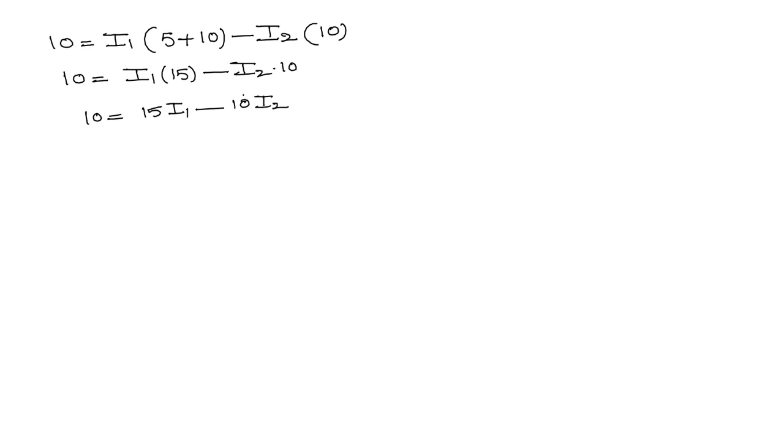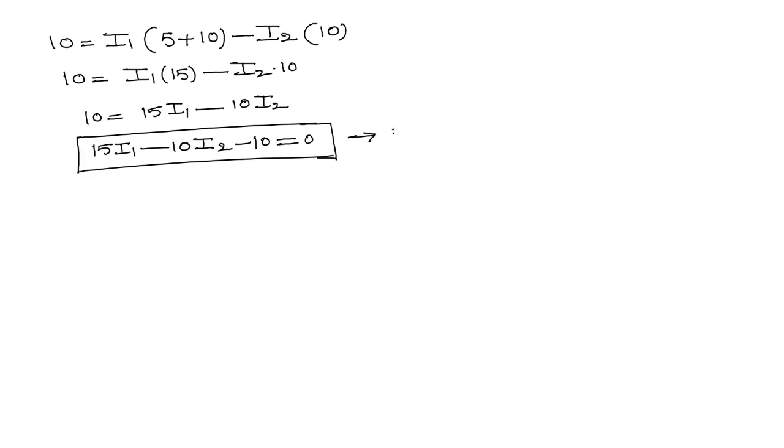Now here what we are doing, I am writing this expression like this. So 15 I1 minus 10 I2 minus 10 is equal to 0. Now I am assuming this particular expression as equation number 1. Clear? Now this is the expression we are getting by applying KVL in loop number 1.